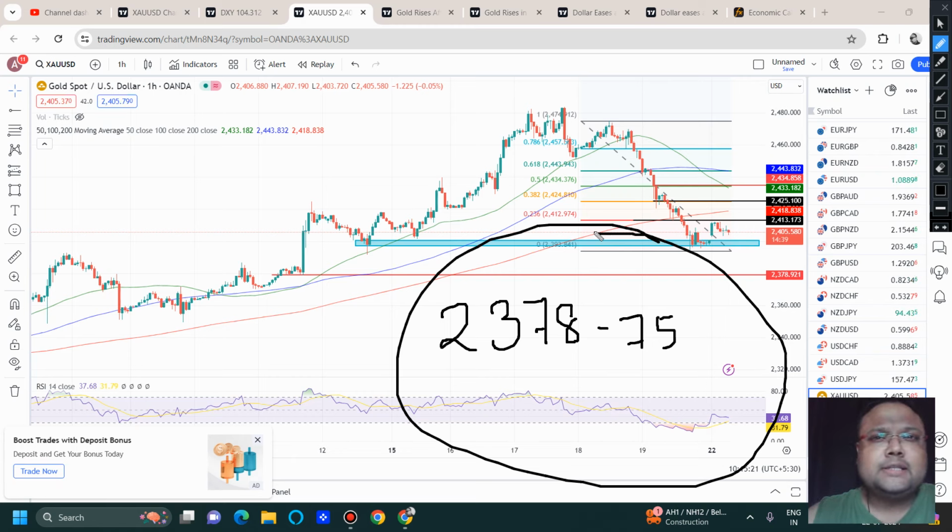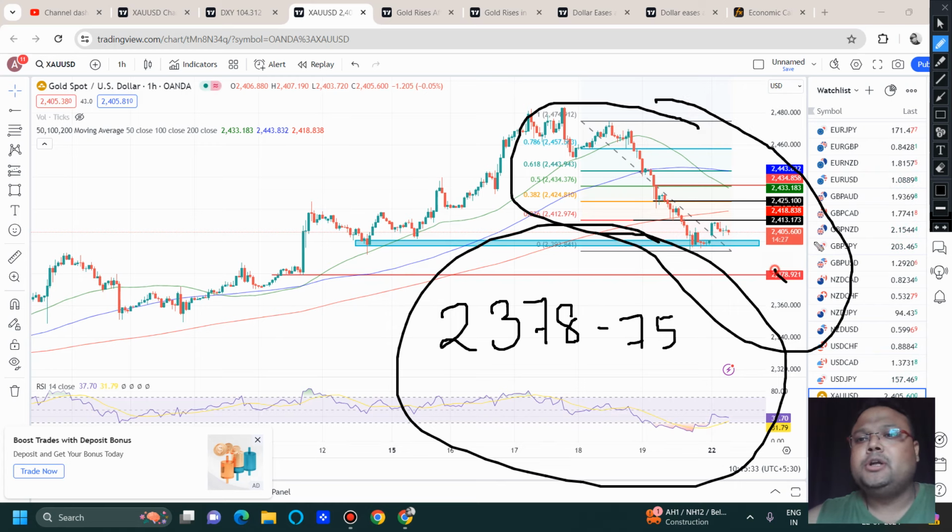And as we have already discussed, positional traders who have taken buy around 2400, you can hold your position because overall the chart is bullish. So we can expect that after this big correction, gold will be going up again. So positional traders, you can hold your buy positions.